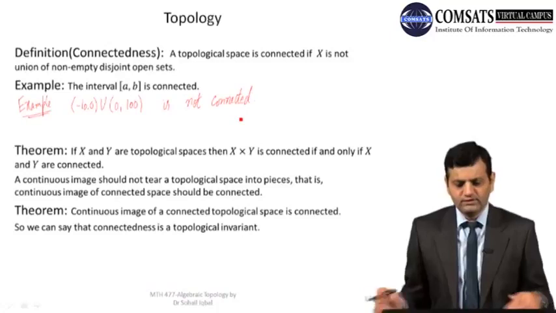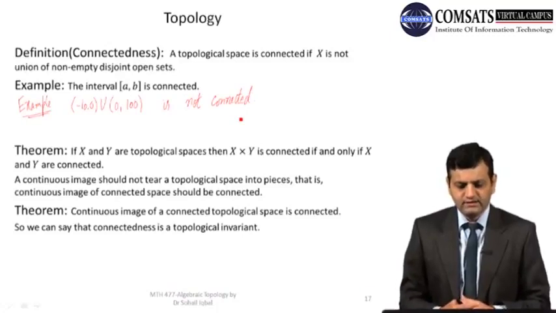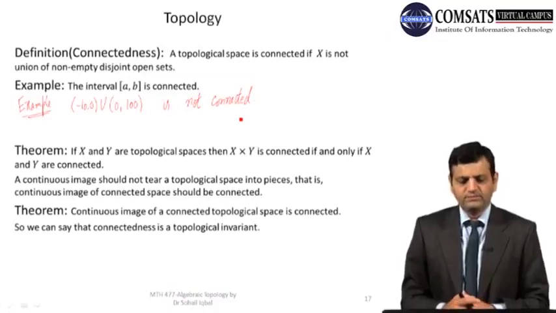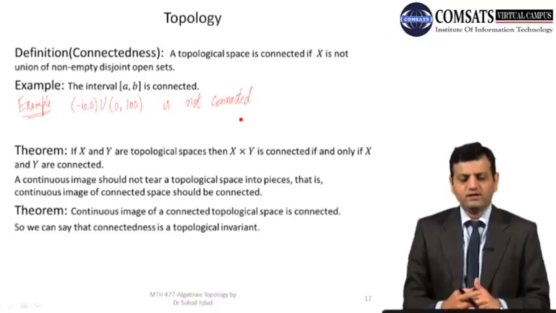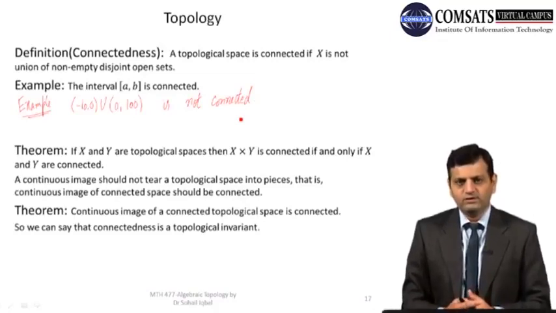Once again, in this case we have some equivalent criteria. If X and Y are topological spaces, then X cross Y is connected if and only if X and Y are connected. A continuous image should not tear a topological space into pieces. That is, the continuous image of a connected space should be connected. So once again, what is a continuous image? If we have a topological space, then its continuous image makes continuous changes to the topological space.